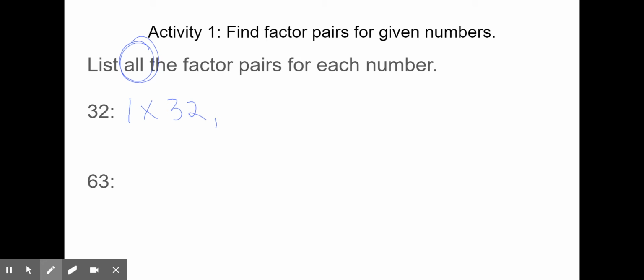Is 2 a factor of 32? Now, before you're quick to say yes or no, there are some tricks that I use, and here's the one for 2. If the number ends in 0, 2, 4, 6, or 8, so basically even numbers, 2 is a factor. So 2 is a factor of 32. And if you wanted to, you could count by 2's to get to 32. Or you could divide 32 divided by 2 to find out the missing number.